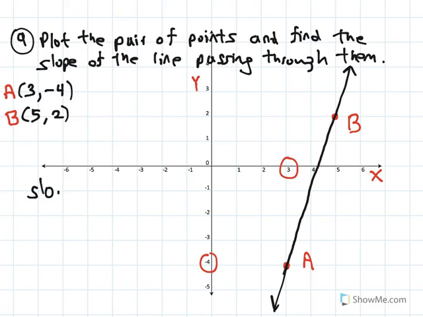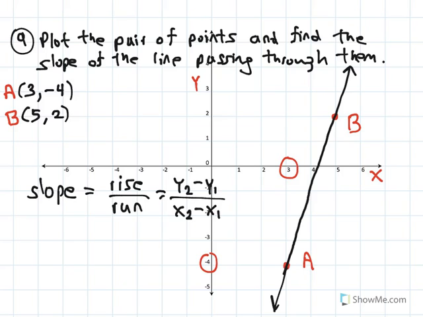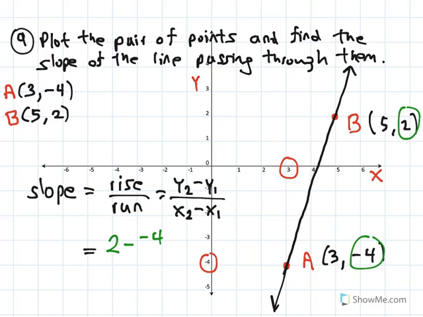So what do we mean by slope? It's a ratio of the rise over the run. We can find the rise by subtracting the 2 y coordinates, and we can find the run by subtracting the 2 x coordinates. So if you look at the y coordinate for point B, it is 2. If you look at the y coordinate for point A, it is -4. So when you do y2 minus y1, you get 2 minus -4. And when you do x2 minus x1, you get 5 minus 3.